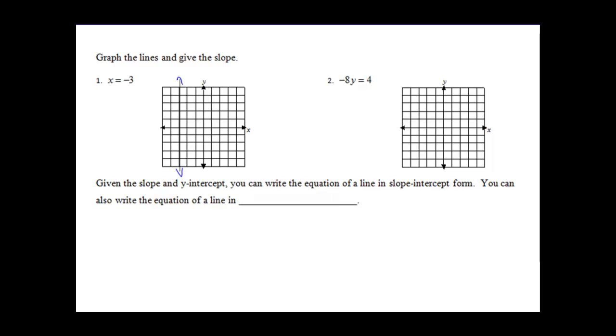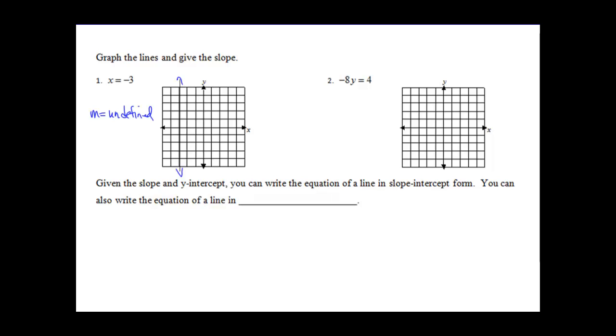Now we need to give the slope. So there's our vertical line. It goes up and down. You have no left and right. So this is our undefined. So m equals undefined.